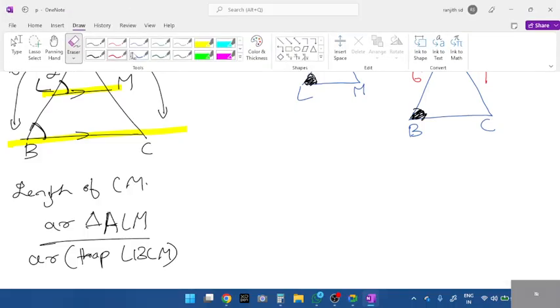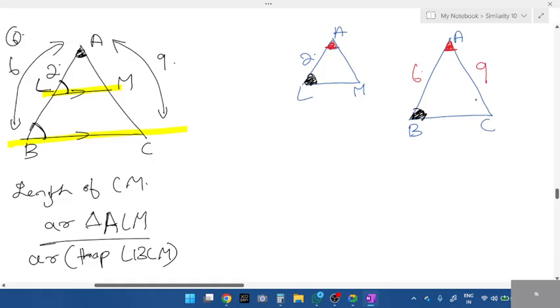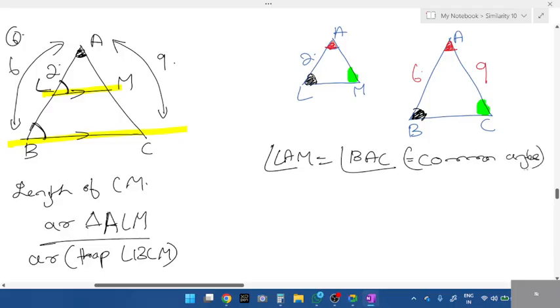Then tell me the next angle, students. Next, which two angles will be equal? Obviously, the third one is left, right? Angle M should be equal to angle C. So using which theorem can we prove this? How do we prove it? All of you be quick. Angle LAM is equal to angle BAC on the other side. What's the reason? Common angle.